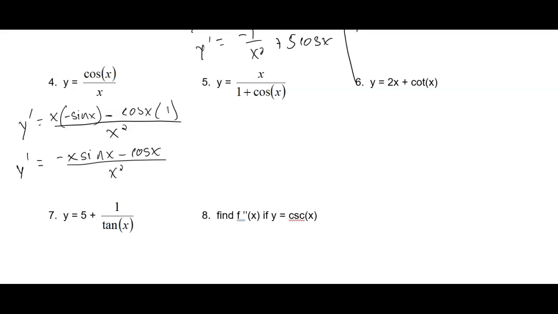Like I said, 5 we'll skip. We've done about 4 quotient rules today, so we don't necessarily need to crank out another one of those. Just know the quotient rule, know when we get to the derivative of cosine, it's a negative sign. 6, super short and sweet. The derivative of 2x is a 2, and then just the derivative of cotangent is a negative cosecant squared of x. So pretty simple.